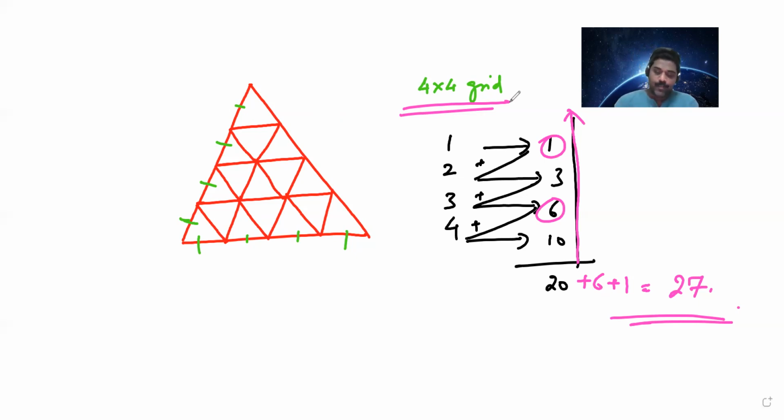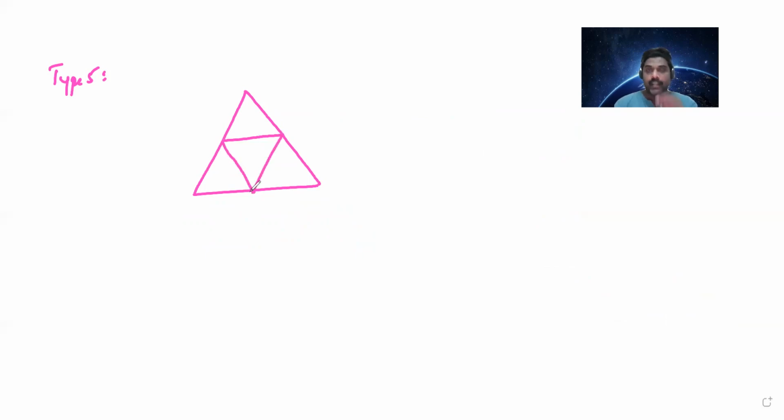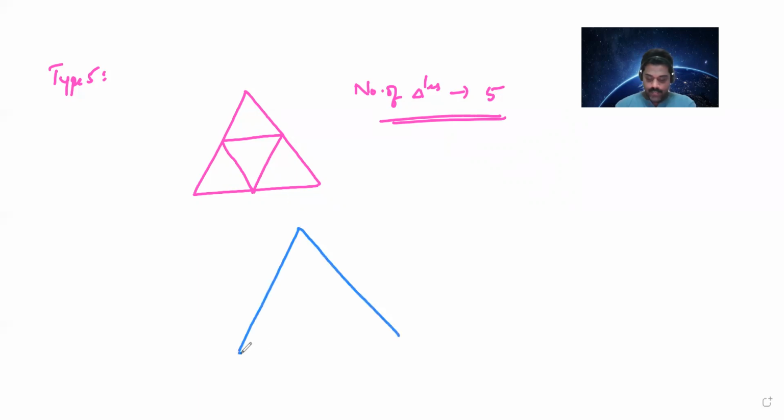Right? Suppose another model, type 5. Suppose I find a triangle like this with one triangle embedded inside. So whenever you observe this type of figure, remember that the number of triangles is 5. Now let us see one example. Let us say there is a triangle given like this.